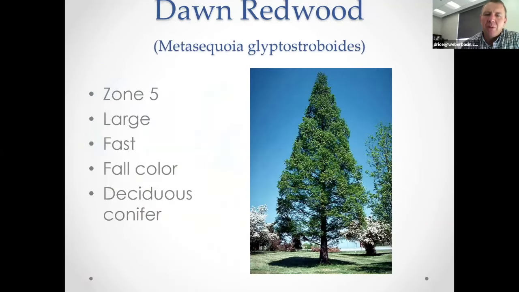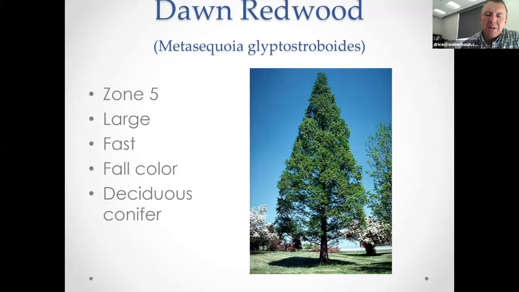Another one is dawn redwood, metasequoia tree. It grows well here. And even the regular redwood, you can actually grow redwood trees here. They won't get to be like the giant redwoods in the redwood forest, but they can be large trees. They can grow in our climate. They can do well.